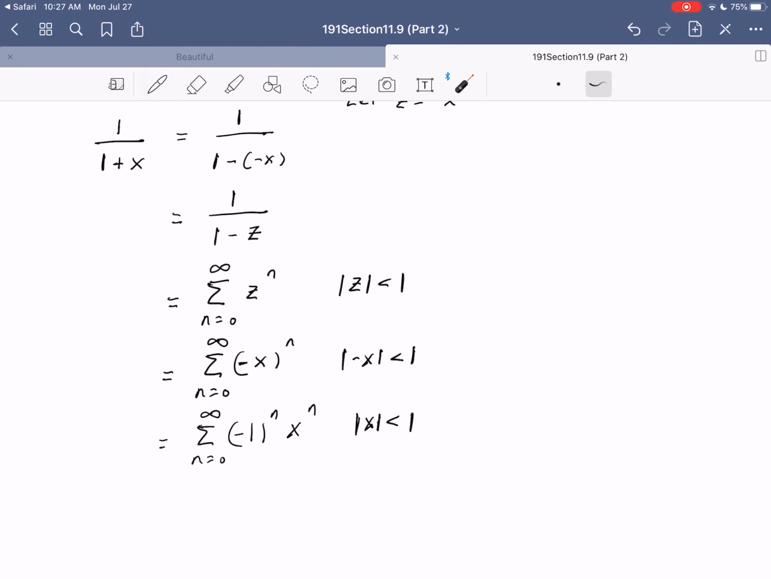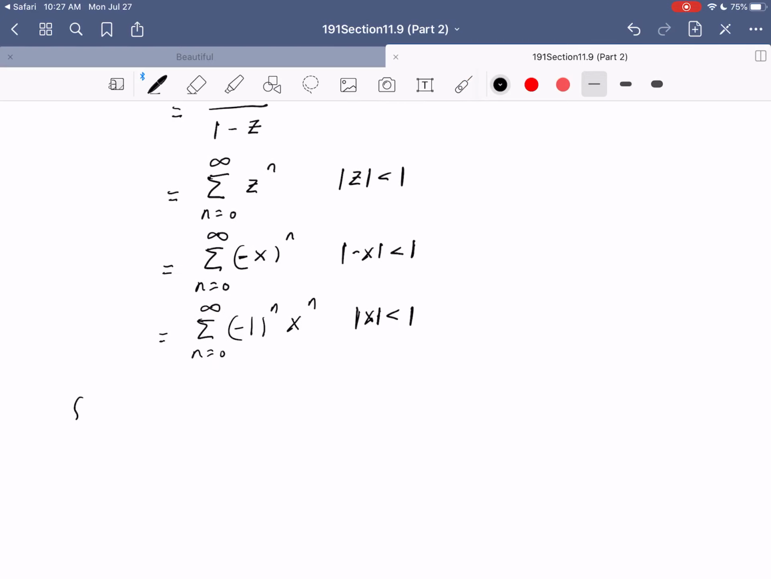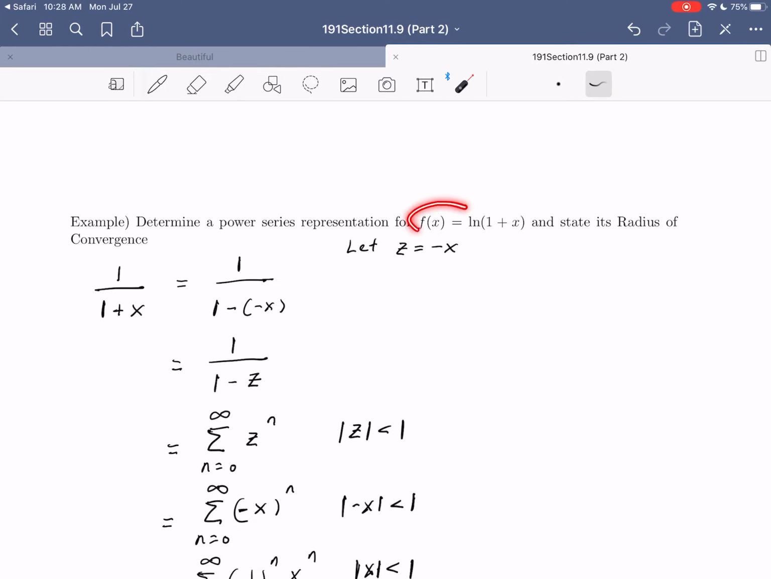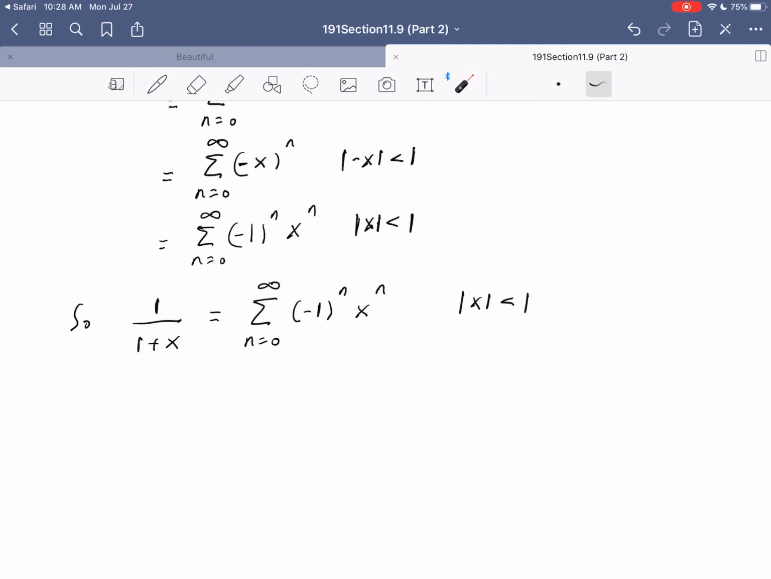So what we've just done is build a power series representation for this rational function. 1 over 1 plus x is equivalent to this power series. So let's summarize that real quick. 1 over 1 plus x is equal to the sum from n equals 0 to infinity of (minus 1)^n x^n, as long as the absolute value of x is less than 1. Okay, now again, our goal is to build a representation for this natural log. But now we have this relation to work with. So let's integrate both sides of this.